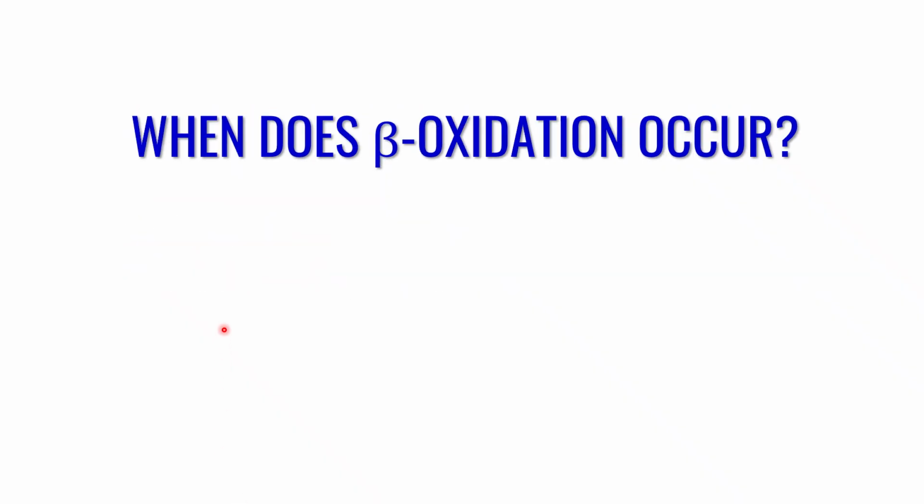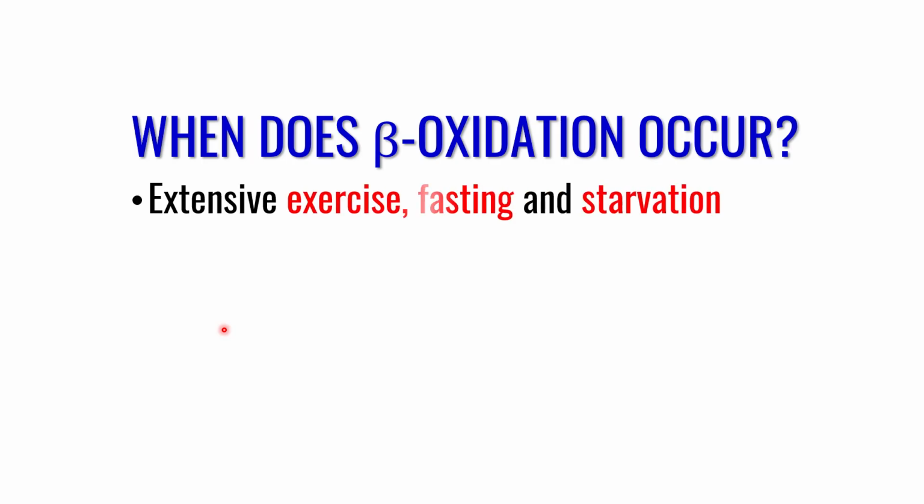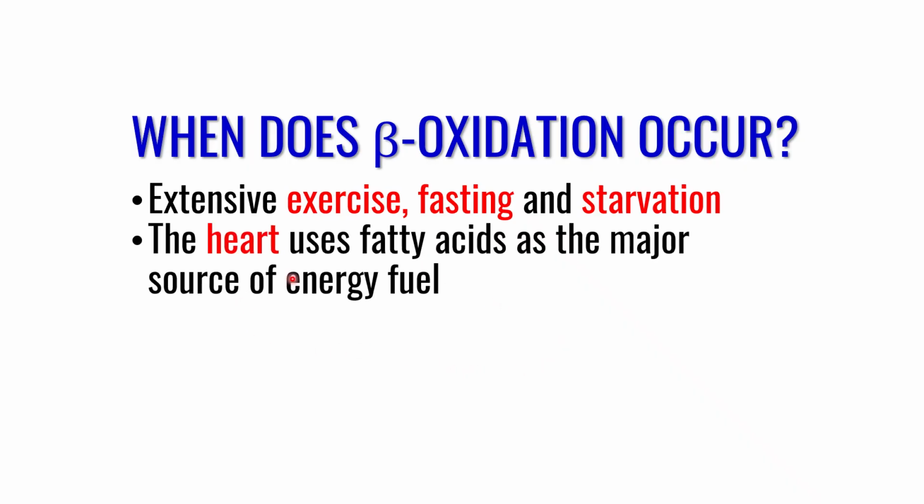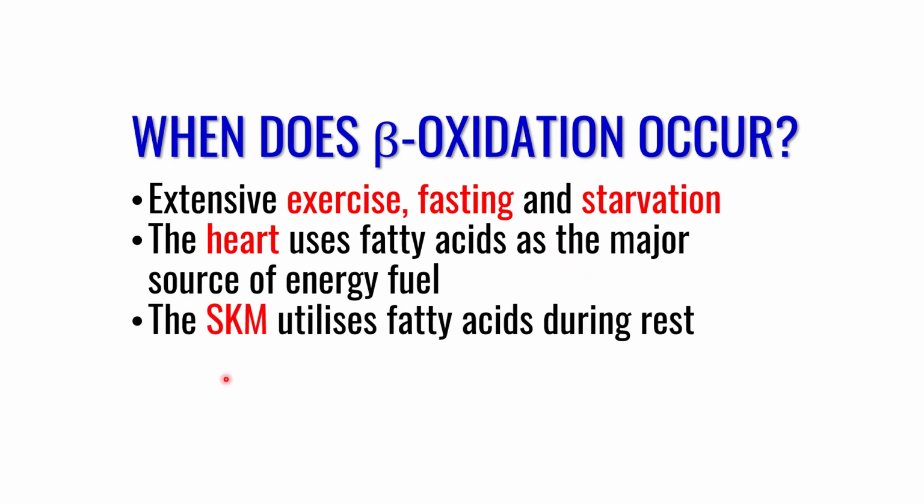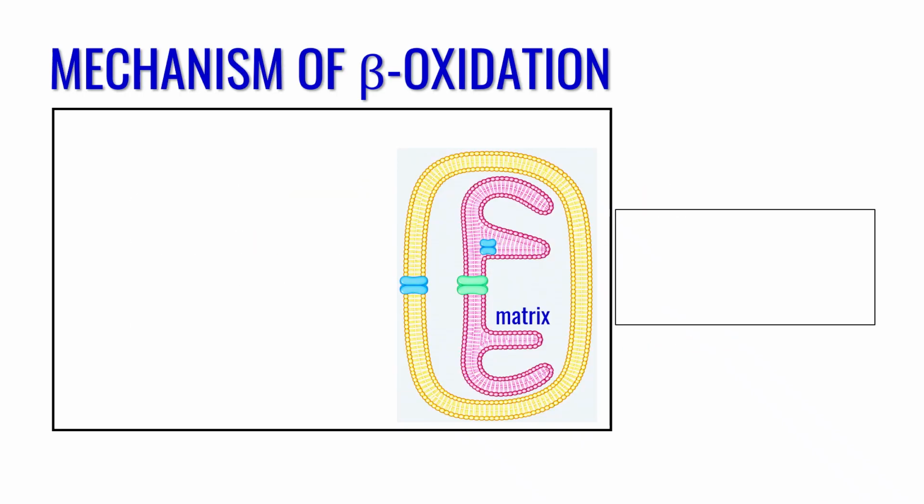When does beta oxidation occur or under what condition beta oxidation operates? Glucose is the primary energy source. However, when these glucose stores are depleted, fatty acids are oxidized by beta oxidation and provide energy, and that happens under the conditions such as extensive exercise, fasting, and starvation. In addition, heart is the only organ which uses fatty acid as the major source of energy fuel. In addition, skeletal muscle also utilizes fatty acid during rest and during extensive exercise as a source of energy.